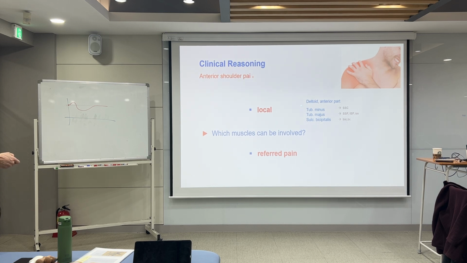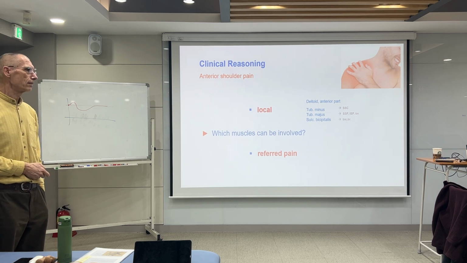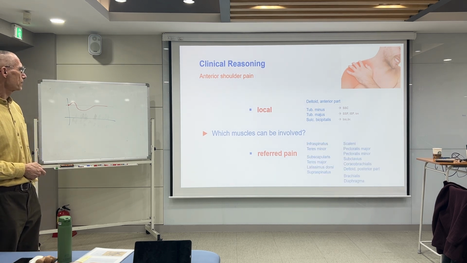And the tubercle minus, there is insertion site of subscapularis. At the tubercle majus, insertion site of supraspinatus, infraspinatus, teres minor, and in the sulcus bicipitalis, there will be the long tendon of the biceps.